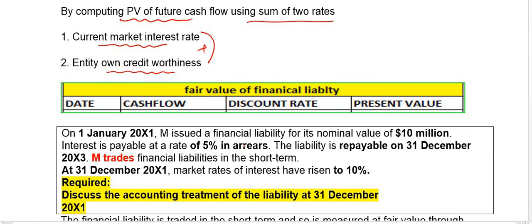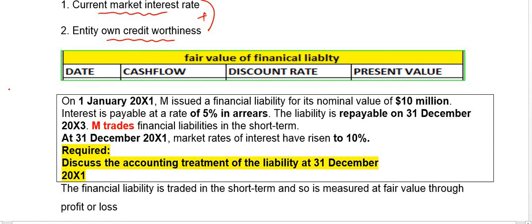Now here you see the debt: how will you calculate the fair value of the financial liability? Here is the debt cash flow and the discount rate, which will be the sum of the two rates, and this is the present value. Adding these values you will have the fair value of the financial liability. Okay, now here we have an example. Let's discuss this.